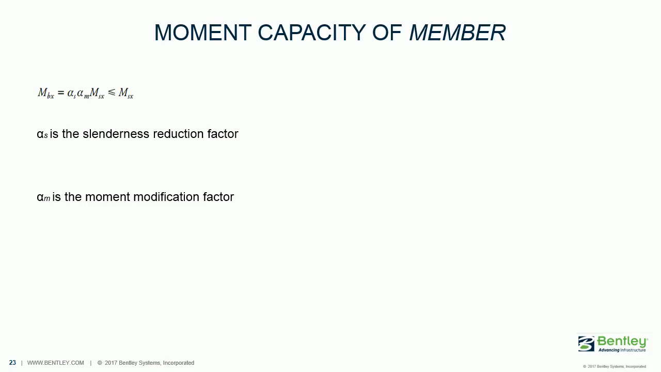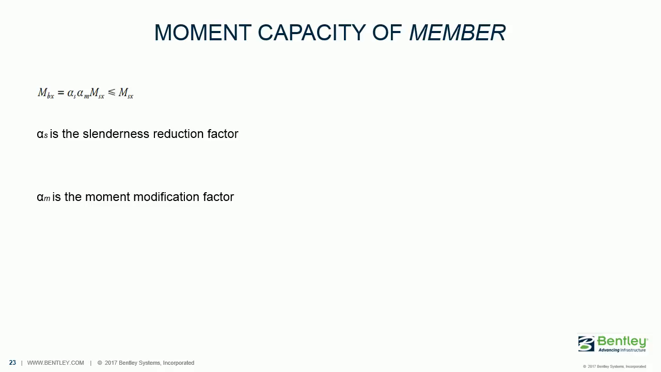Now, the moment capacity of a member, that is MBX. It's not exactly MSX, it's MBX. MSX is the section capacity of a member. Now, MBX is the moment capacity of a member.